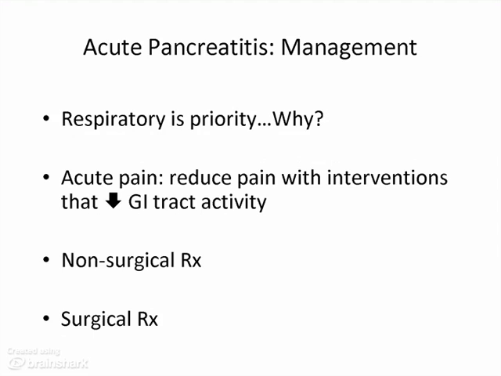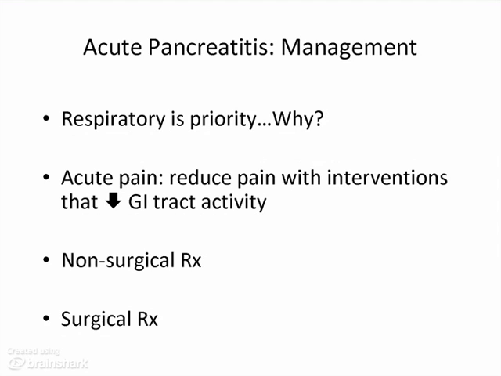We need to reduce the pain with interventions that will decrease GI tract activity. If we put food into the stomach, that will stimulate the excretion of pancreatic enzymes and increase the pain. So the patient is going to be NPO. They may have an NG tube. They will have IV fluids with calcium and magnesium replacement if needed.